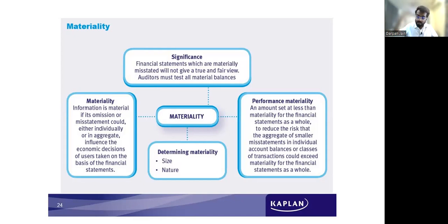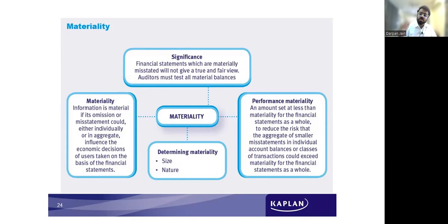They know that above 1 lakh, the amount is material for this client, but the materiality level will be set at a lower limit of 80,000. That is called performance materiality. And why is this done?